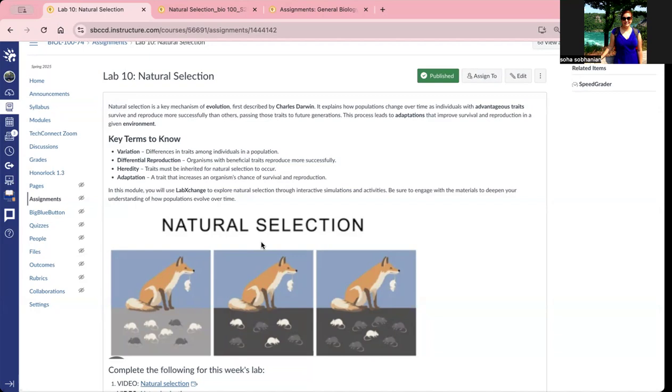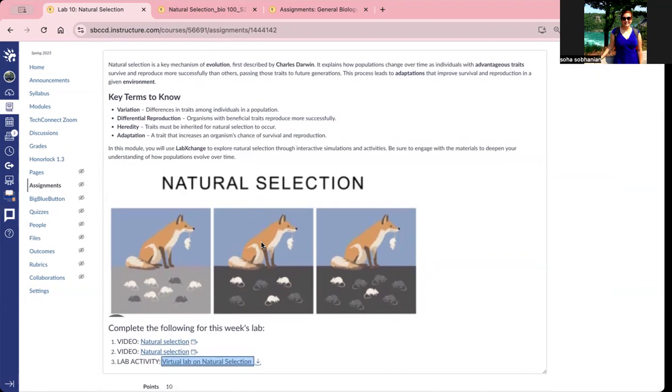Now, one of the driving factors for evolution is the concept of natural selection, where specific traits are going to help us be more successful in an environment and basically weed out the quote unquote weaker of the organisms. I have shown you a picture of the fox catching mice, and you can see how the population of the mice changes based on their environment. So this is a really good depiction of what natural selection looks like.